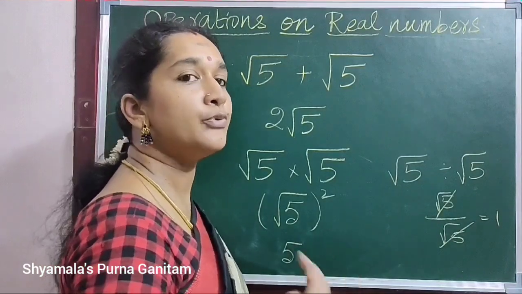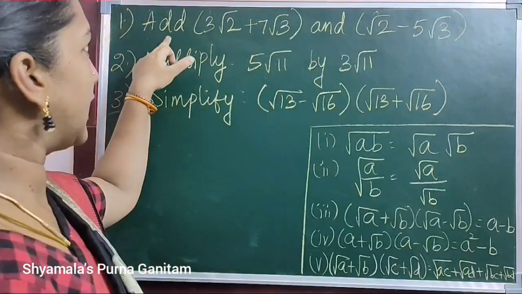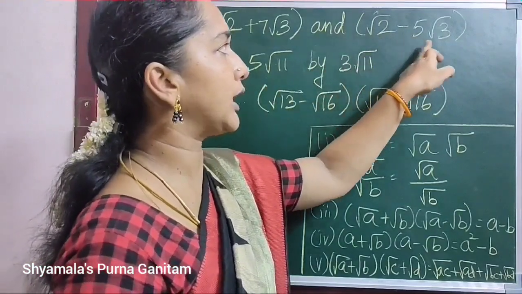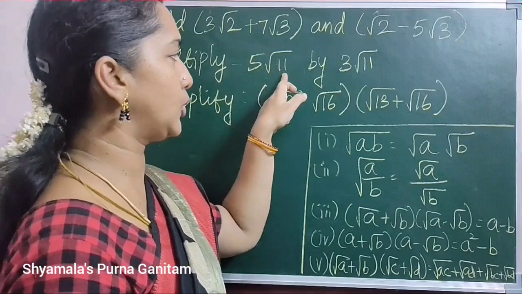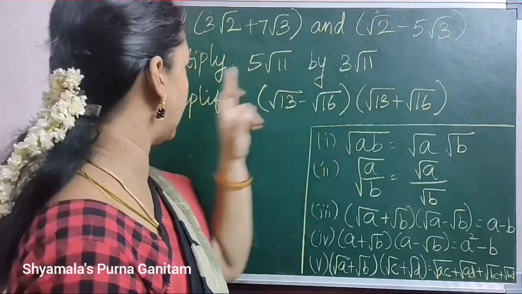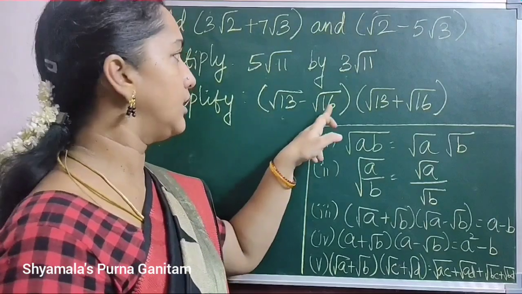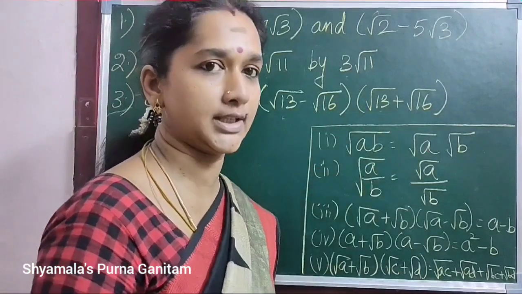Okay. So we will do sums based on operations on real numbers. First sum. Add 3 root 2 plus 7 root 3 and root 2 minus 5 root 3. Second sum. Multiply 5 root 11 by 3 root 11. Then third one is simplify root 13 minus root 16 and root 13 plus root 16.